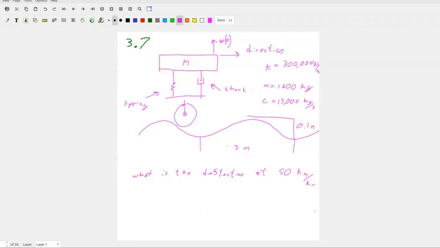Maybe just set up some parameters. That would be good. Probably not going to use kilometers per hour, so meters per second might make more sense. This is a base excitation problem, right? We've always said that we're putting a sinusoid into the base. But here what we're actually doing is driving the car over some sort of excitation that looks like a sinusoid. Same thing, right?